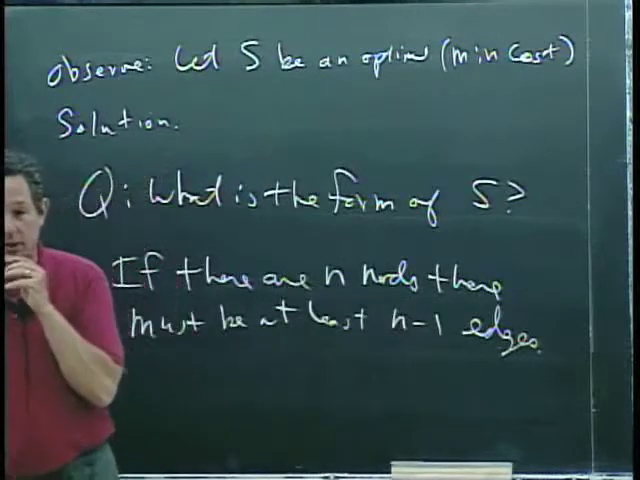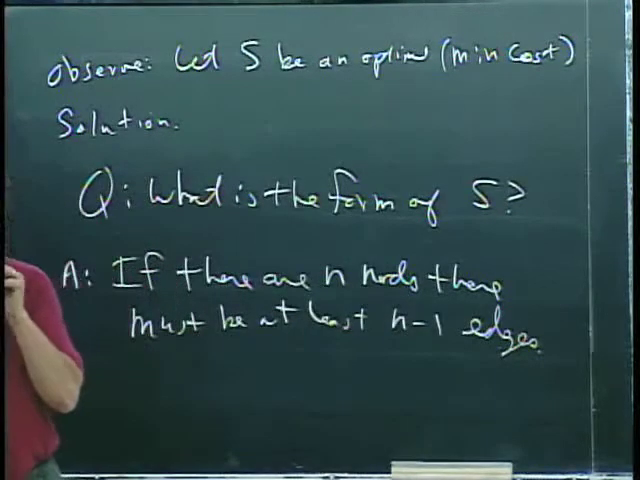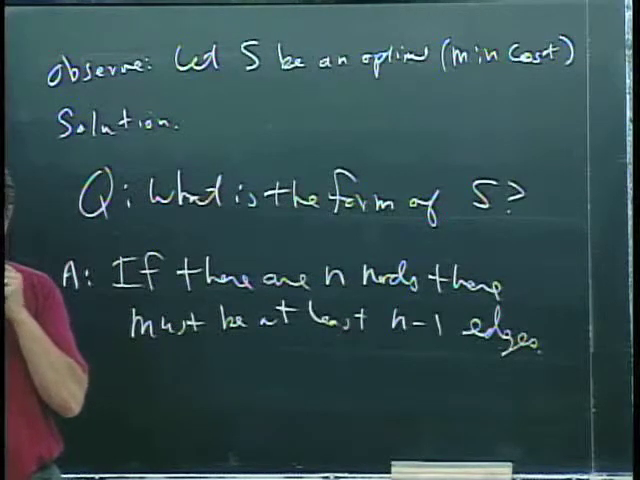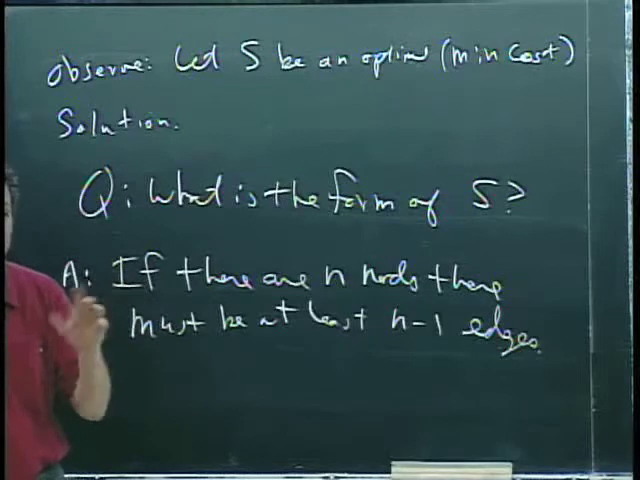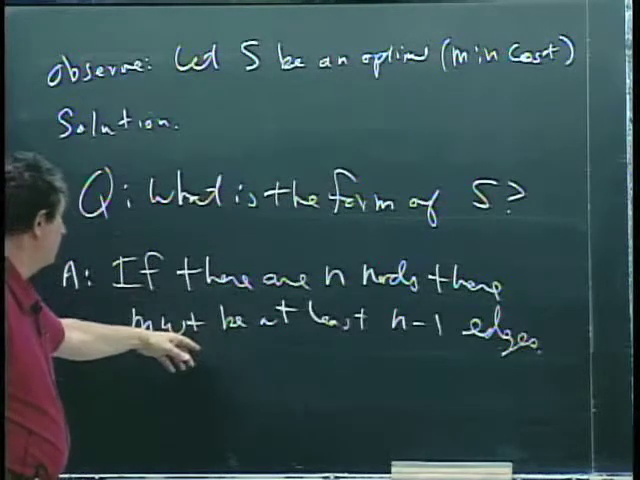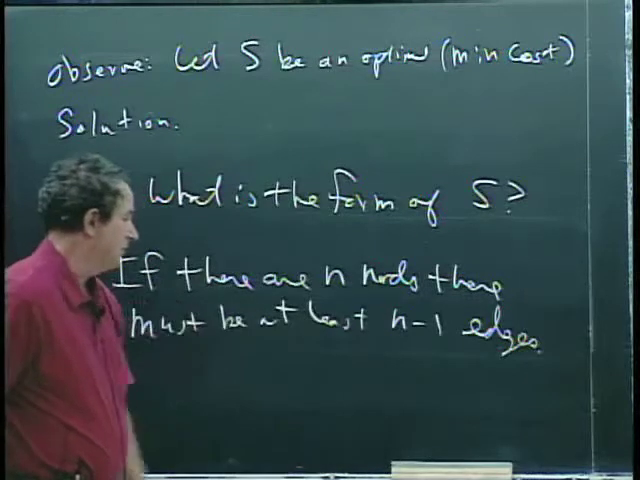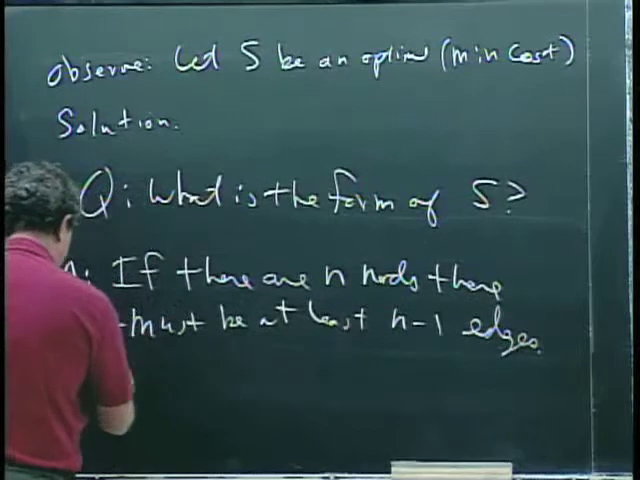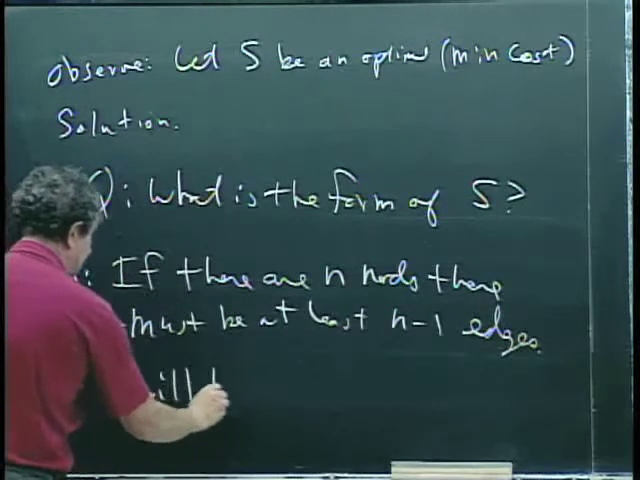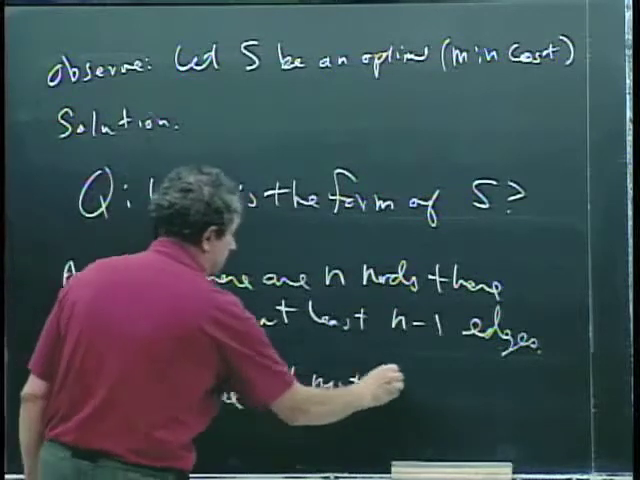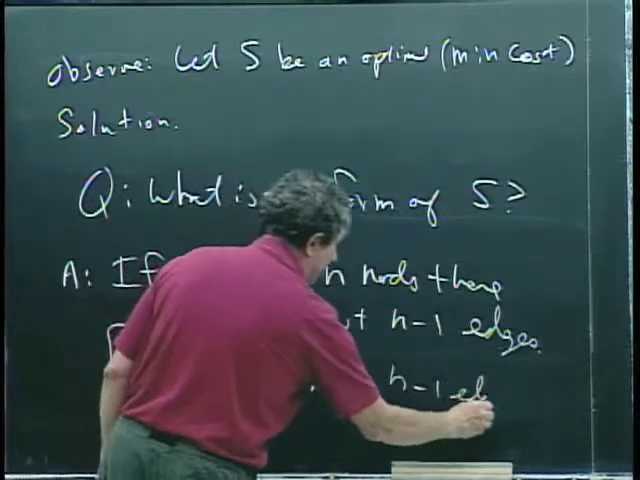What else might you say? Sort of on the flip side of that contribution. If there are n nodes, there must be at least n minus 1 edges. But what about there will be at most n minus 1 edges?